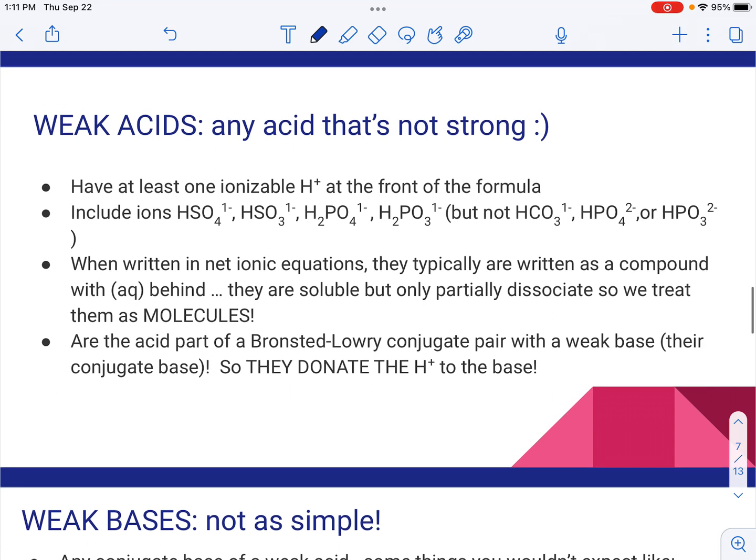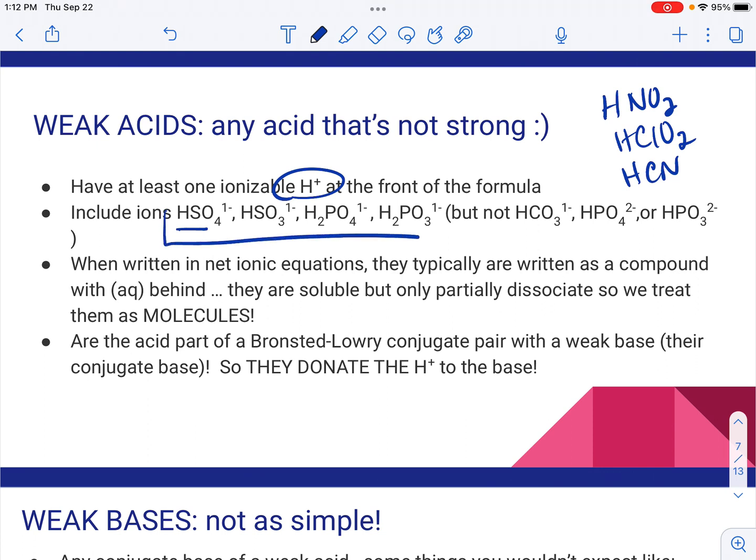Okay, weak acids are any acid that's not strong. And I know that you looked at this in your summer assignment, but we haven't really used it much yet. So weak acids have to have at least one ionizable H plus at the front of the formula, and they could be ions. They don't have to be compounds. So it could be like HNO2 or HClO2 or HCN, but it could also be these ions that have the ability to donate a hydrogen. These that I've listed here for you are not amphiprotic, or are maybe amphiprotic, but are more likely to be acids.